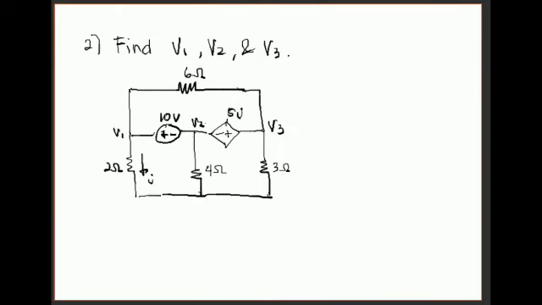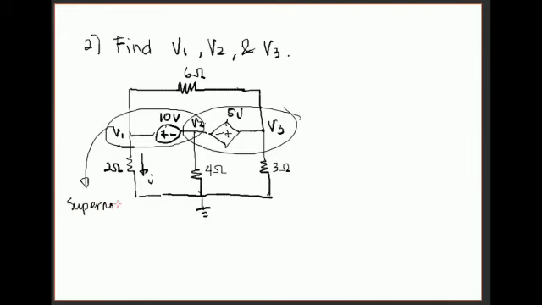For the second problem, find V1, V2, and V3. So the first thing to do is to assign the reference nodes, and the non-reference nodes are already designated. Okay, so as we can see, we have here 2 supernodes. So I'll denote this as supernode 1, and this is supernode 2.